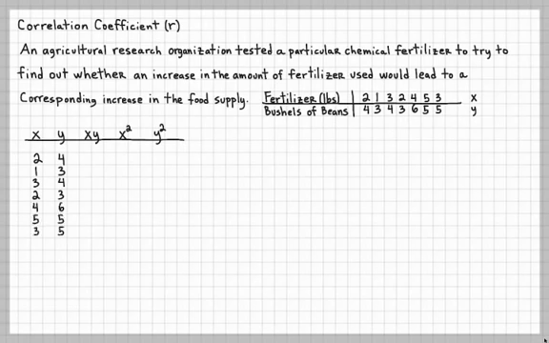All right, now let's multiply X times Y. So 2 times 4 is 8. 1 times 3 is 3. 3 times 4 is 12. 2 times 3 is 6. 4 times 6 is 24. And 5 times 5 is 25. And 3 times 5 is 15. So we filled that column up.